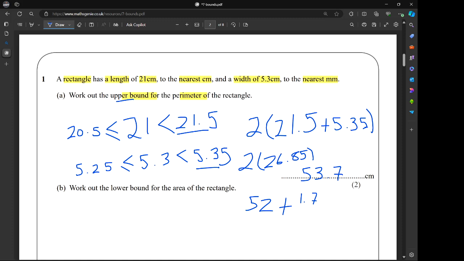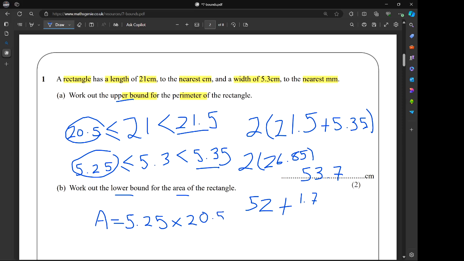What about part B, guys? It says work out the lower bound for the area. So again, we pick the small numbers here. So this is my lower bound. Remember, area is length times width. So the area would be 5.25 times 20.5. That works out the lower bound for my area of the rectangle.